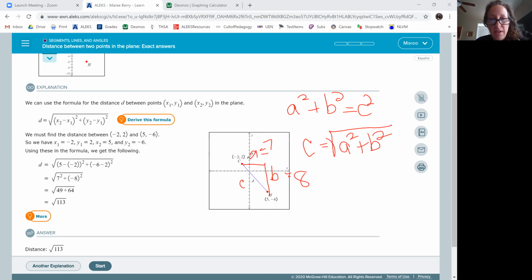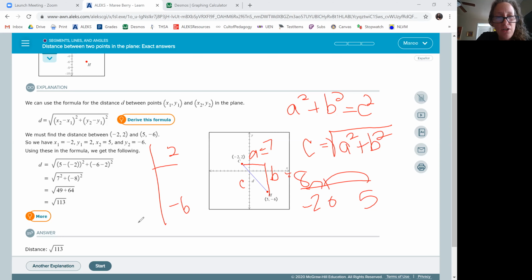So what I do is just find out how far apart they are. Just look at the x values, the -2 and the 5. If you think of a number line, it's 2 to get to 0 and then 5 more to get to 5. That's where I got the 7. And then between the y values, you have 2 and -6. Your y-axis goes like this. It's 2 units to get to 0, and then 6 more to get to 6, which is 8. And that's where I get the 8.